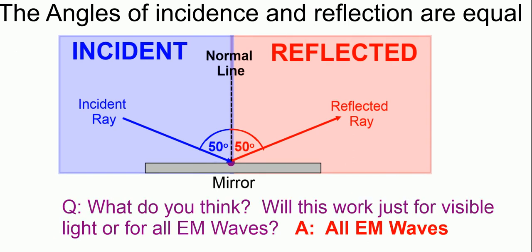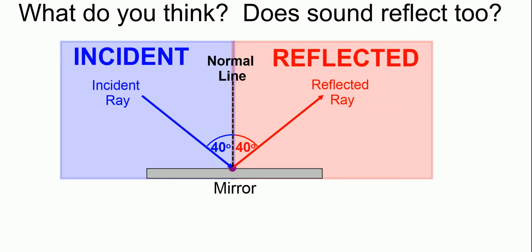Well, I hope you said this. All EM waves. An X-ray would bounce off this the same way. Be it a light ray or a gamma ray, a radio wave, they're all the same. They all will bounce off, just like this. All the EM waves will work that way.